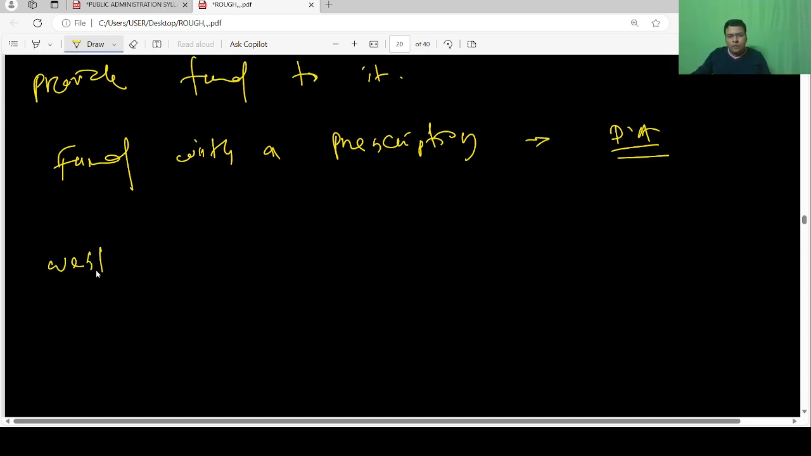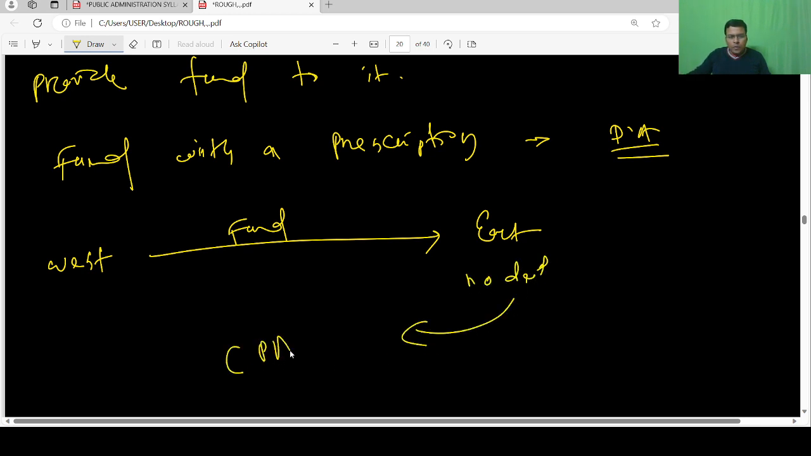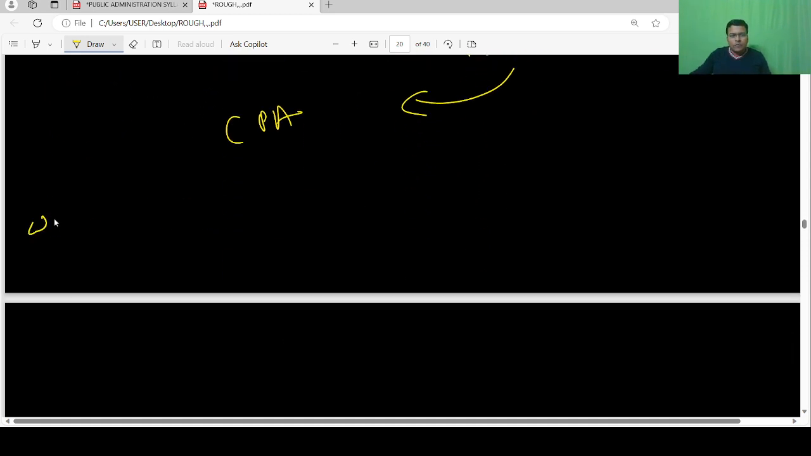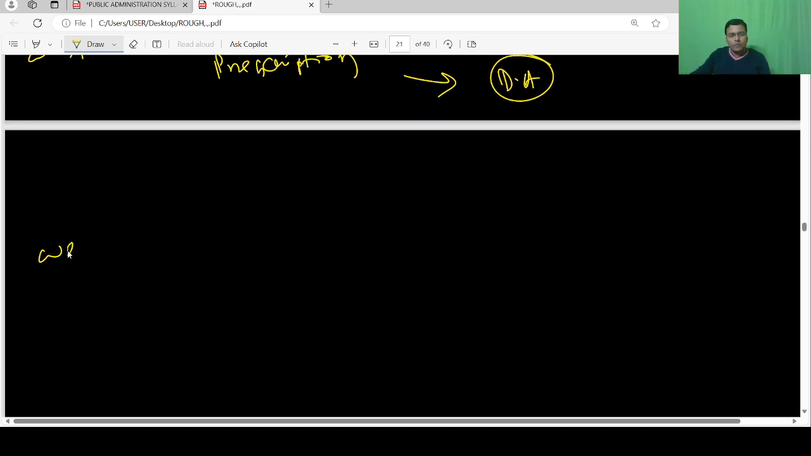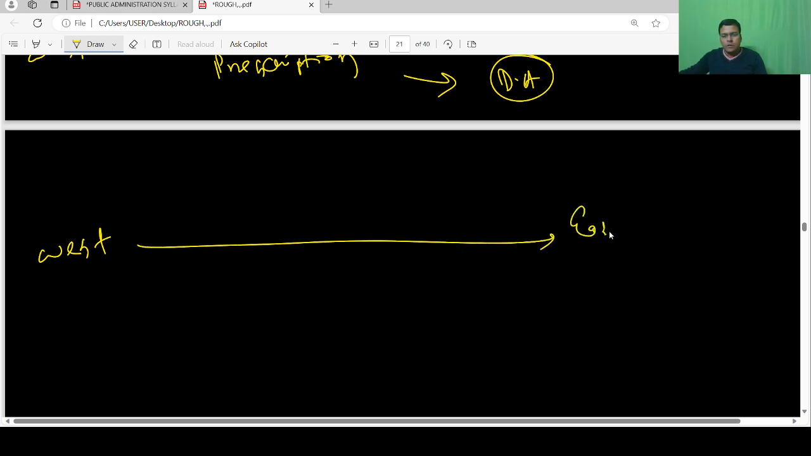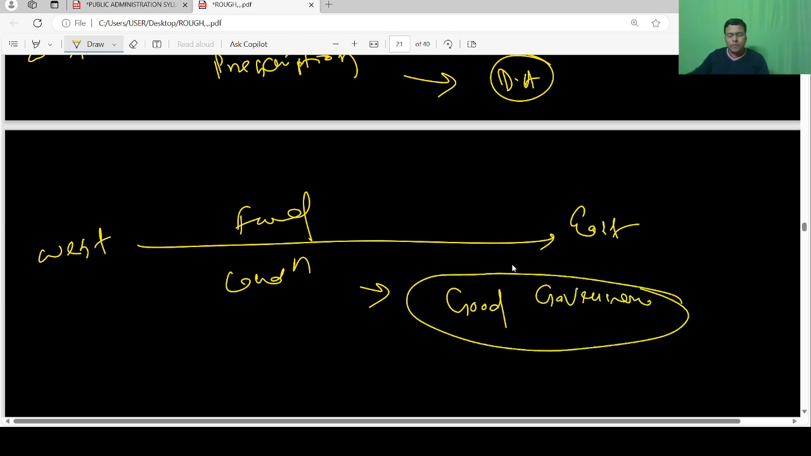So what happened? The West funded the East, which resulted in the growth of comparative public administration. The West provides funds to the East, funds with a prescription. This is known as development administration. And the West gives funds to the East with a condition. This is the good governance paradigm. This is how the good governance paradigm is a new avatar of development administration.